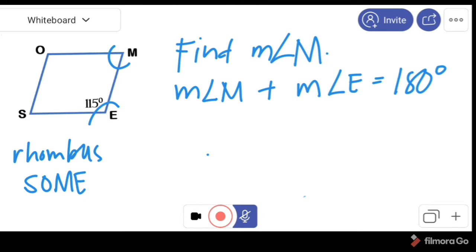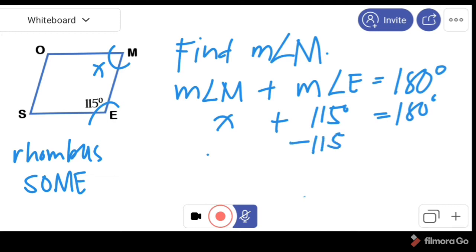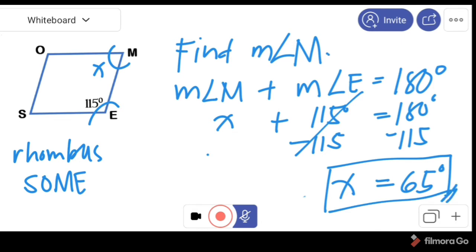Substitute the value of measure of angle M. Since it is unknown, let's use variable X, plus the measure of angle E, which is 115 degrees, is equal to 180 degrees. Using addition property of equality, we subtract 115 on both sides of the equation, and 180 minus 115 is 65 degrees. So now we have the value of X, or the measure of angle M, is equal to 65 degrees.